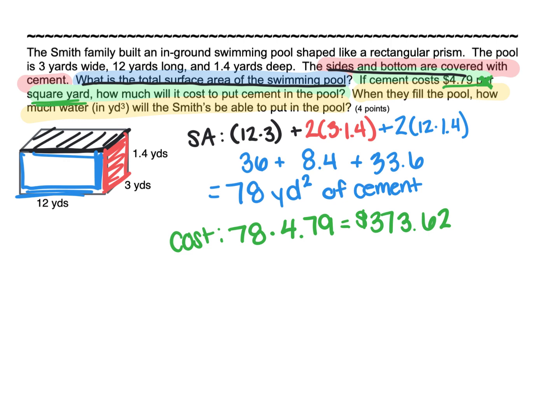Our final step is to answer the last question, which is when they fill the pool, how much water in yards cubed or cubic yards will the Smiths be able to put in? So water is talking about how much the pool can hold. When we talk about how much the pool can hold, we're talking about volume. So we're going to find the volume here, length times width times height, which is just 3 times 12 times 1.4. That's going to give us 50.4 cubic yards of water. So again, 12 times 3 times 1.4, our volume gives us 50.4 cubic yards of water, and making sure we're putting our labels on everything.